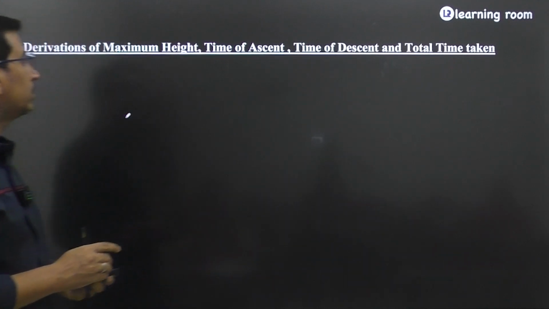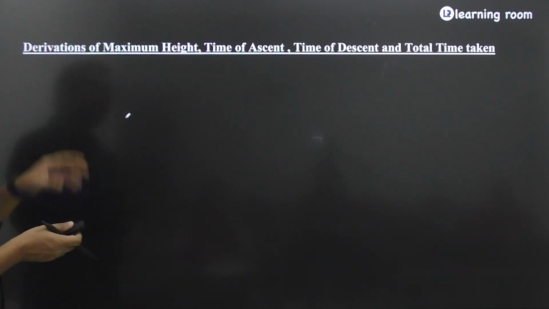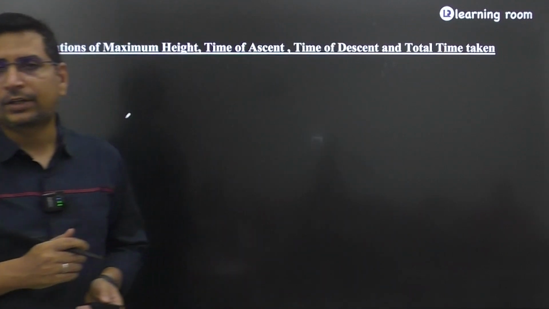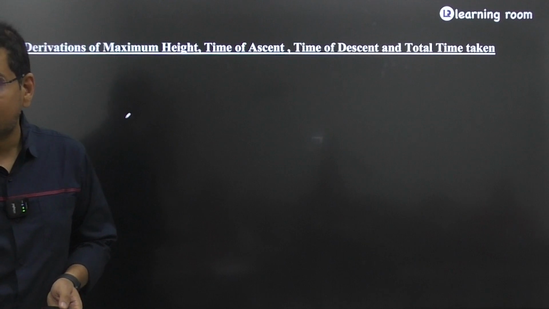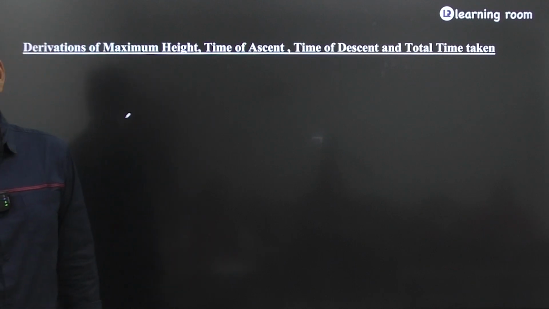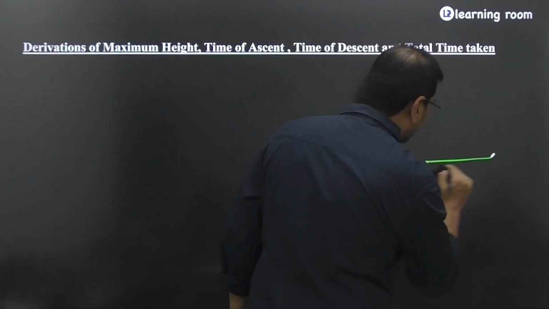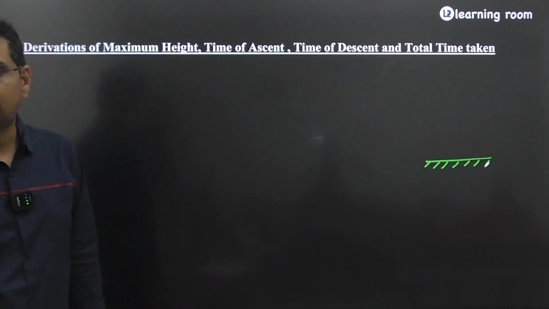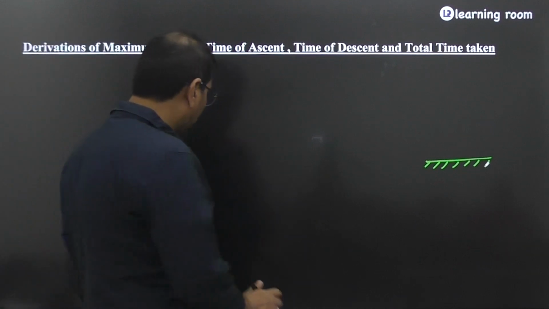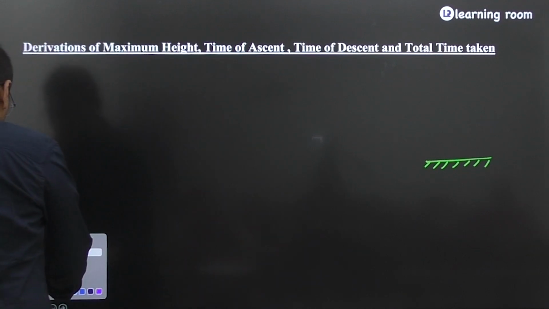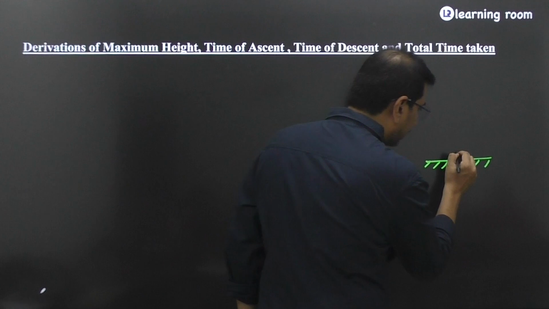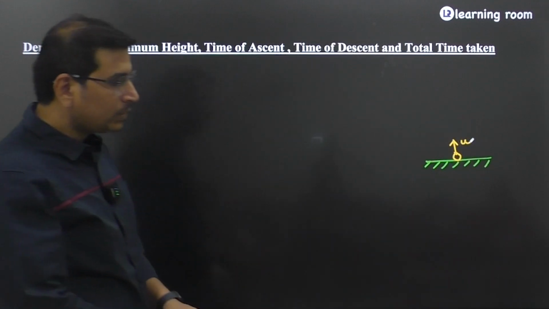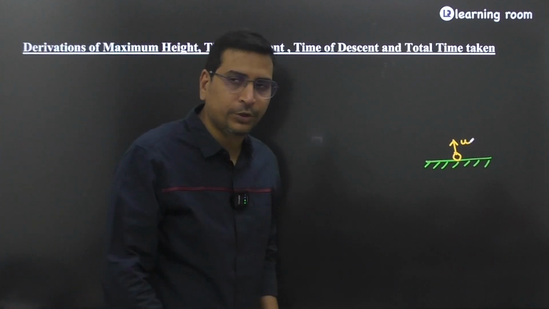First, now we'll see the derivations of maximum height, time of ascent, time of descent, and the total time taken. So for this, what is the important point? What do we need? We need an object that is traveling vertically up. So for that, we will take this surface as the fixed surface, which is the ground. So from this point, we are going to project a particle vertically in the upward direction. So if I ask you to describe its journey, how is it going to be?